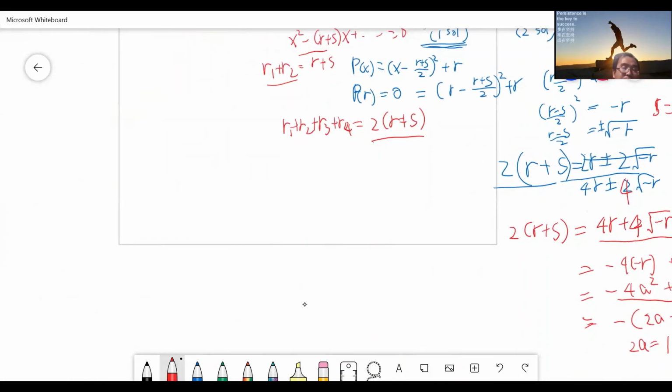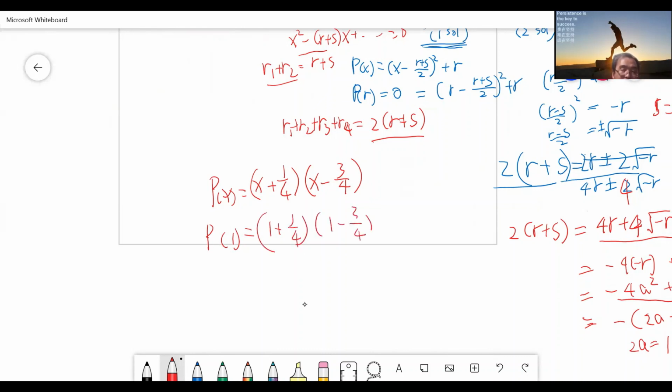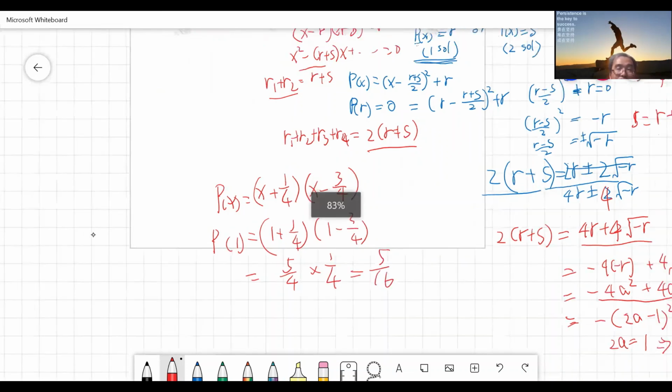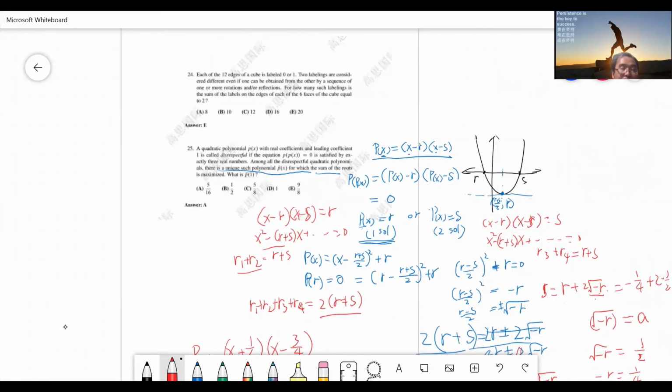So then we can find P(x). P(x) is actually equal to (x minus r), r is negative 1/4, so x plus 1/4, then times (x minus s), s equal to 3/4. So then we can find P(1). P(1) equal to (1 plus 1/4) times (1 minus 3/4), which equals 5/4 times 1/4, which equals 5 over 16. Yep, we check, we find the answer is A.